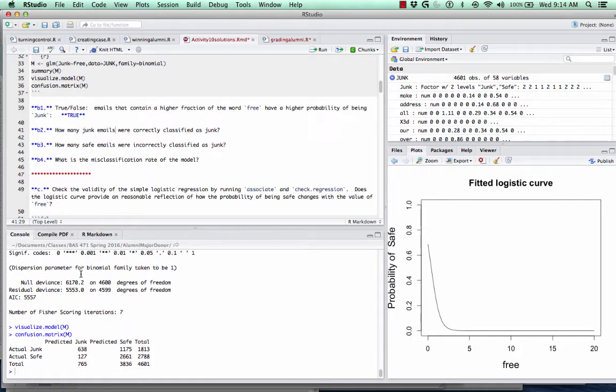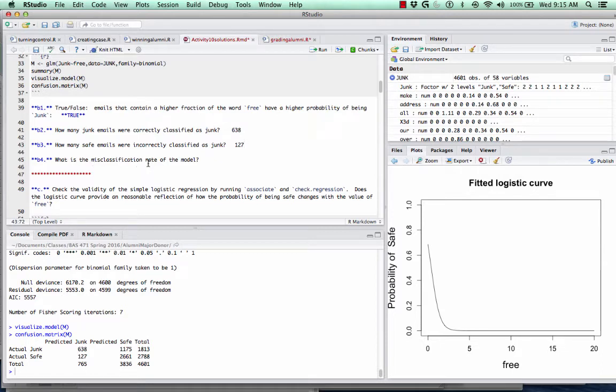All right, so how well does this model make predictions? We can look at the confusion matrix. B2 asks us how many junk emails were correctly classified as junk. Well, we have this row that tells us information about the actual junk emails in the data set. There are 1813 of them. And it looks like our model predicts junk for 638 of them. So we get those right. How many safe emails were incorrectly classified as junk? Well, this row tells us something about the safe emails in the data, and it looks like 127 of them were predicted to be junk. So those are 127 errors that the model has made.